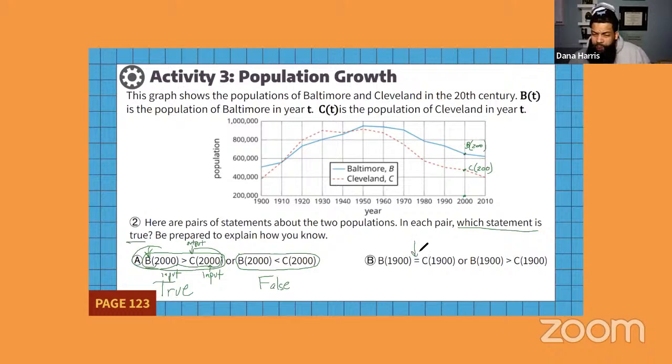Notice this one has an equal sign. Once again, we got input of 1900. We got output of the city of Baltimore.